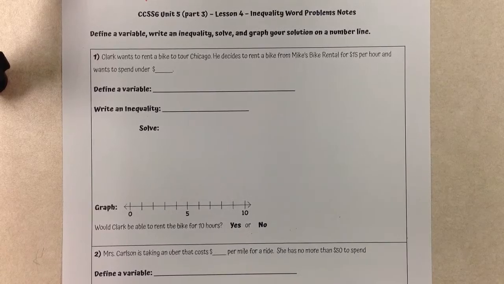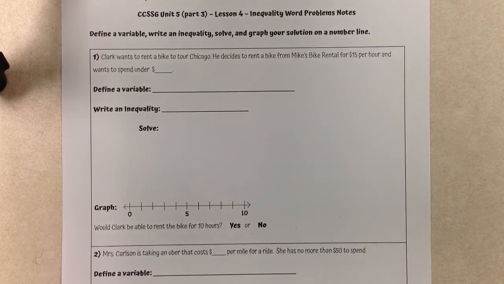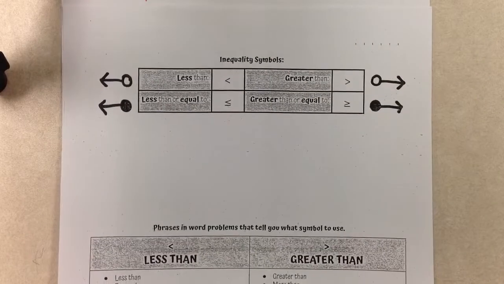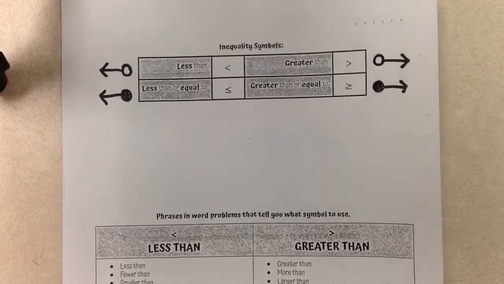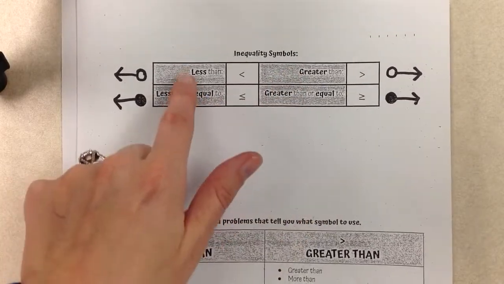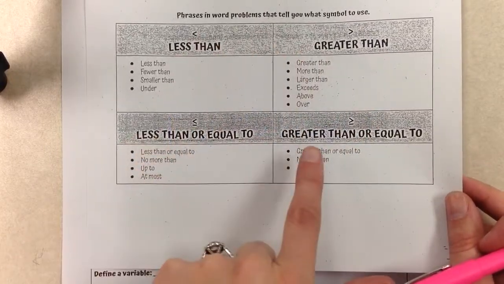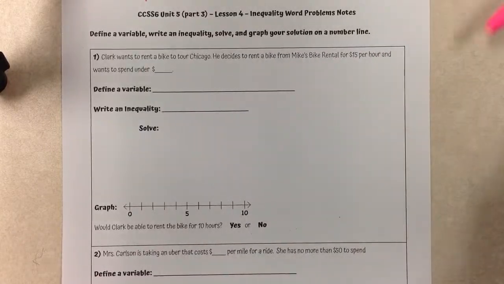Right, today we're going to look at inequality word problems. So it's bringing everything together that we've been working on so far within the inequalities unit. What I want you to have with you while we're doing these notes is this cheat sheet that we gave you. One, it's going to help you remember the different signs, but really what we're going to look at is this chart on the bottom that helps us with those keywords.